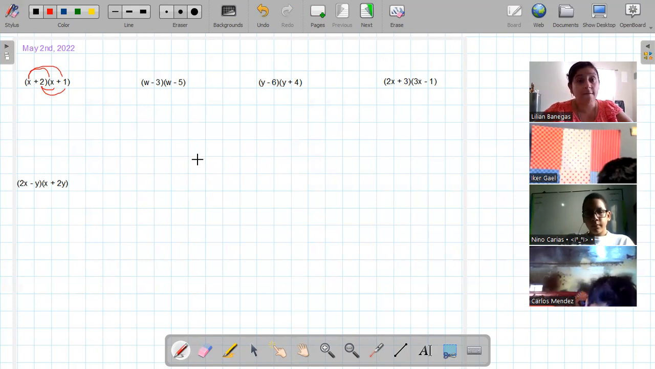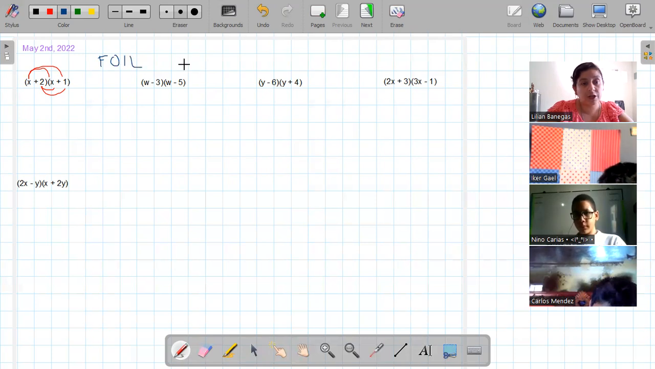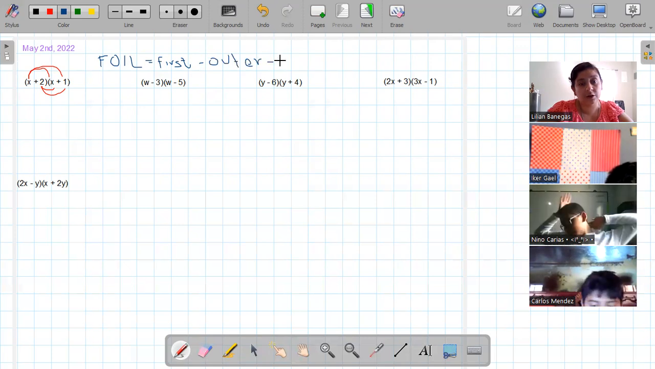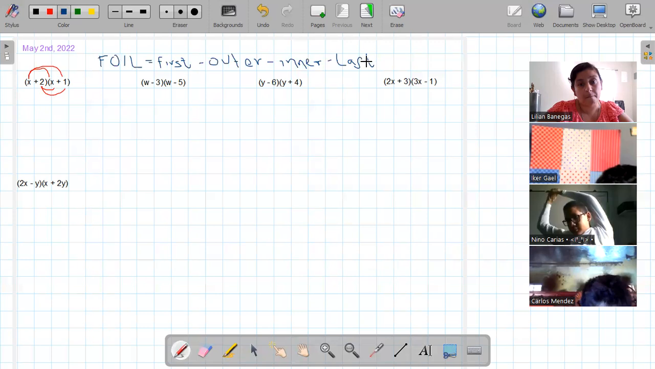That method is called FOIL. FOIL stands for, I'm going to write it over here, F of first. That's because you multiply the first times the outer, times the inner. And then you do exactly the same thing with the last. That's what FOIL means: first, outer, inner, last. So we're going to multiply the first with the outer and the inner, and then the last with the outer and the inner.